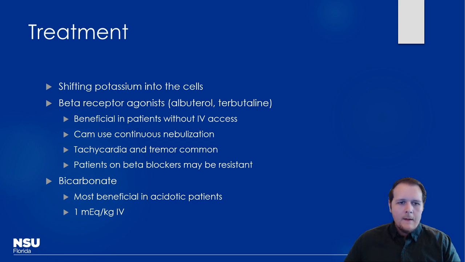So that's one thing. Keep in mind, though, there's some negatives to it, right? So, for instance, tachycardia and tremor are going to be pretty common with beta-2 agonists just due to the effects on the skeletal muscle and on the heart itself. And then patients who are on beta blockers, obviously, may be somewhat resistant to that, especially if they're on a non-selective beta blocker like propranolol or something like that.